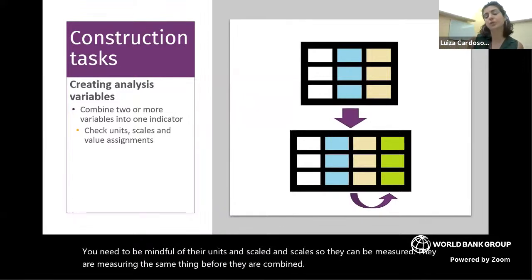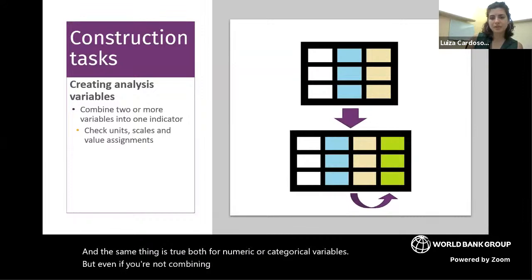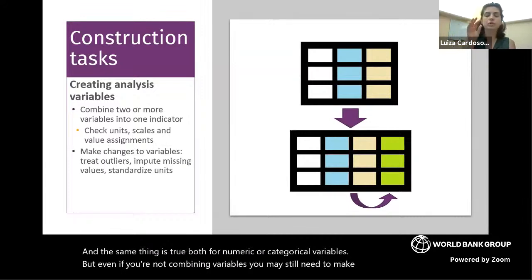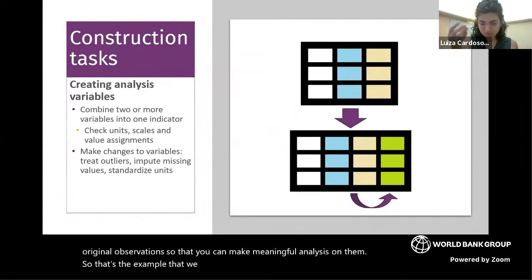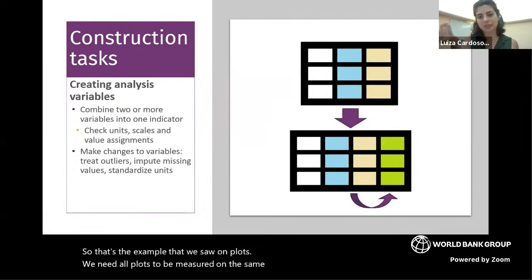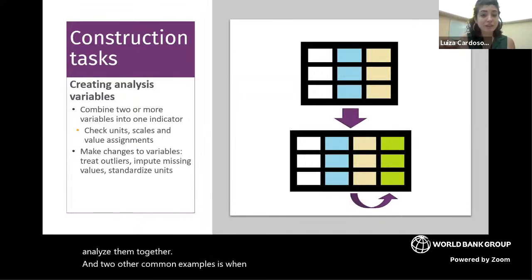And the same thing is true both for numeric or categorical variables. But even if you're not combining variables, you may still need to make adjustments to your original observations so that you can make meaningful analysis on them. So that's the example that we saw on plots. We need all plots to be measured on the same unit on our analysis data set so that we can analyze them together.